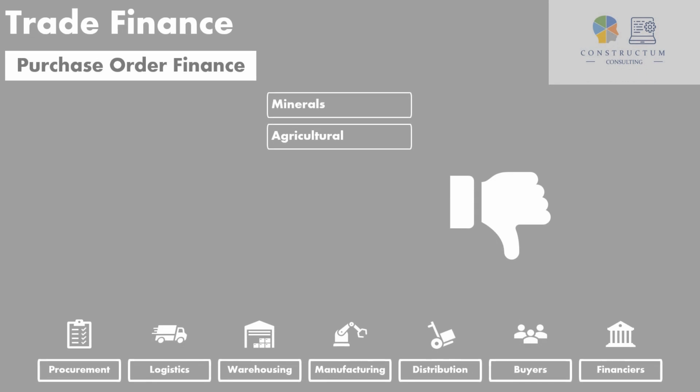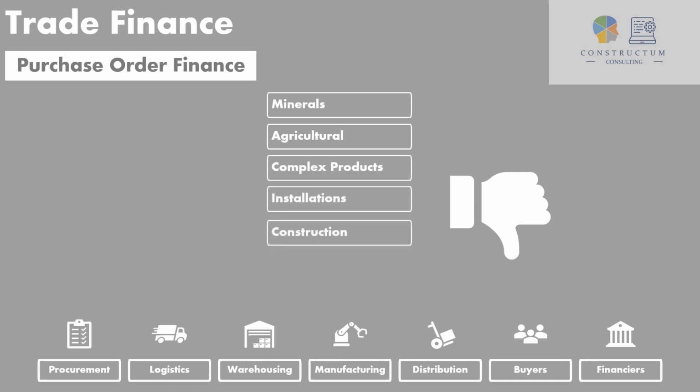Trades that involve the manufacture of complex products, the installation of equipment, or the construction of buildings. All these types of trades are dependent on the successful completion of work. If the trading business fails to do the work properly, the buyer will refuse payment of the purchase order. Financiers refer to this as performance risk.